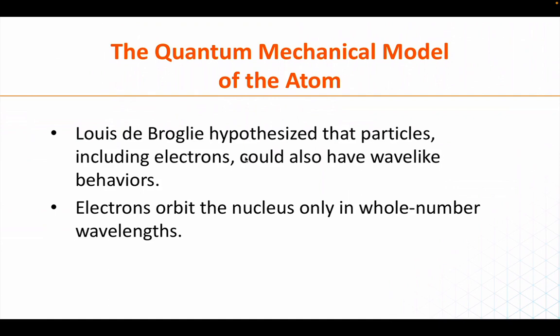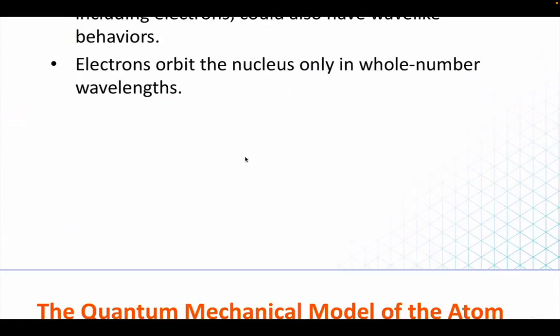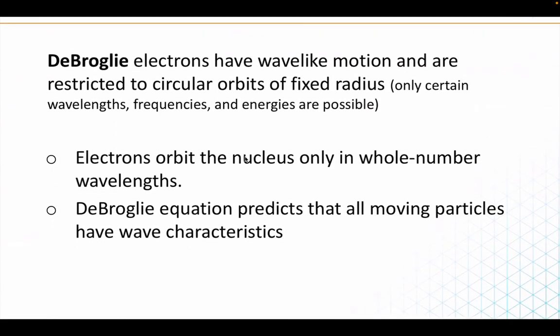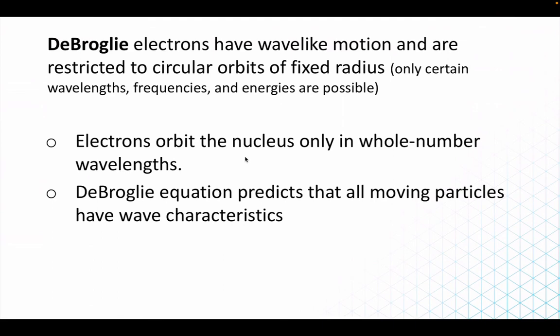So just like light is both a wave and made up of particles called photons, electrons are also particles that can behave as waves. And so de Broglie was the first person to look at whether, if they're acting as a wave in a specific wavelength, that would correspond to these fixed radius orbits.